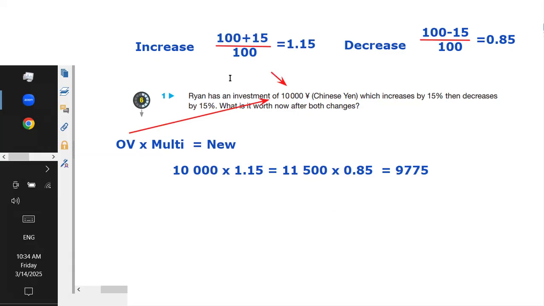So focus on the steps of finding the multipliers, focus on the different ways of finding multipliers, and focus on the general formula of using the multiplier, find the new value, or we can rearrange it to find the original value. And that's it for this question.